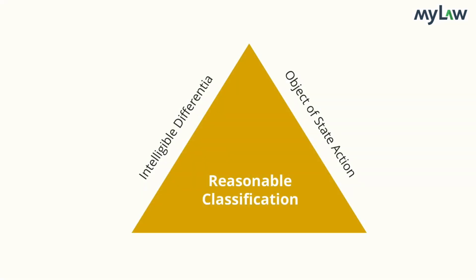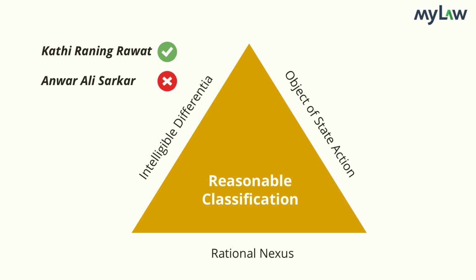Second, the object of the state action must be considered. In the special court example, the object of the state action is to ensure speedier trial. The third component of the test requires the court to evaluate the link between the first two. This component is called the rational nexus. From the examples we have seen so far, the court in Kathi Raning Rawat found that there was a rational nexus between the classification and the object of speedy trial. In Anwar Ali Sarkar, the court did not find any strong reasoning to support the claim that some offences had to be tried by a special court.